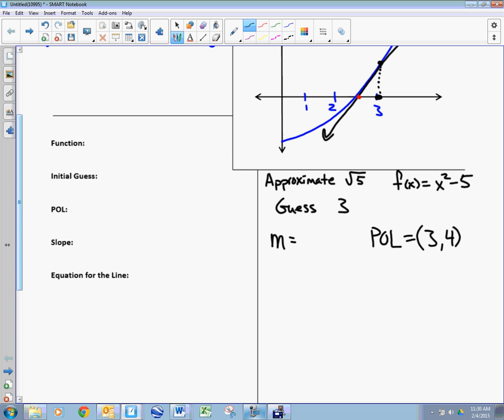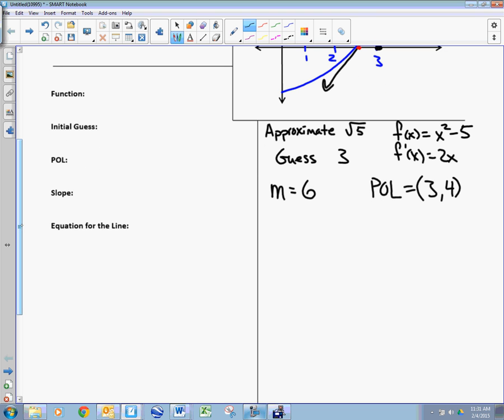So, how do we get the slope? The derivative. It's calculus, right? So we're going to take the derivative. f prime of x is equal to 2x. Therefore, the slope will be 6, because 2 times 3 is 6. We plug in 3 and we get 6.